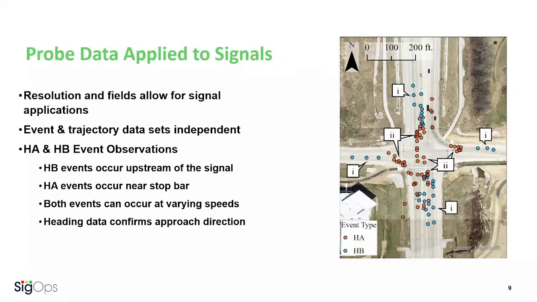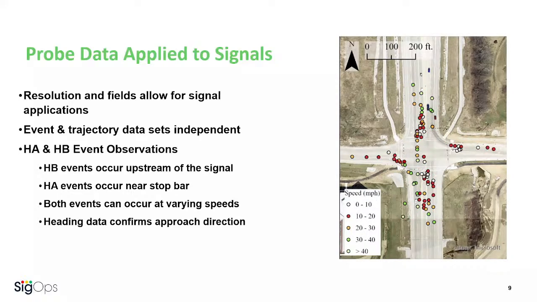All right, diving into what the data actually does. Here we've just got a map. These are event observation locations, color-coded by hard braking event or hard acceleration event. You can roughly start to see this is about what we would expect. You've got hard braking events happening upstream of the signal as vehicles enter a dilemma zone or closer to the stop bar. You've got hard acceleration events generally just past the stop bar or at the stop bar, maybe if someone's trying to clear an intersection that's yellow, or a hard acceleration on green. You've got several occurring for those right turn vehicles entering the mainline traffic.